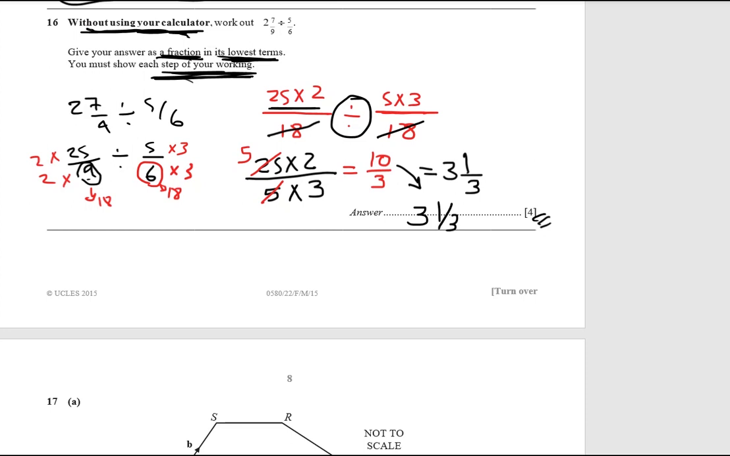Now you will take the 4 marks. How many steps? 1, 2, 3. And this is the 4th step.